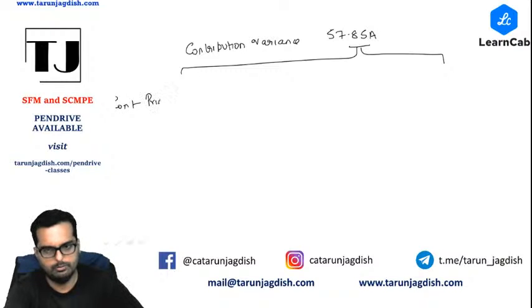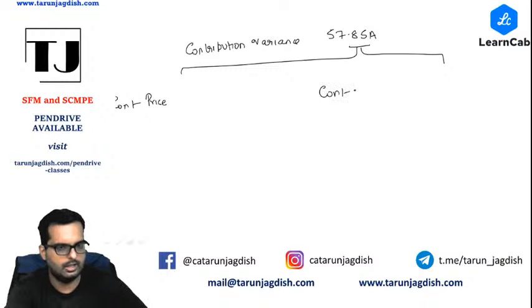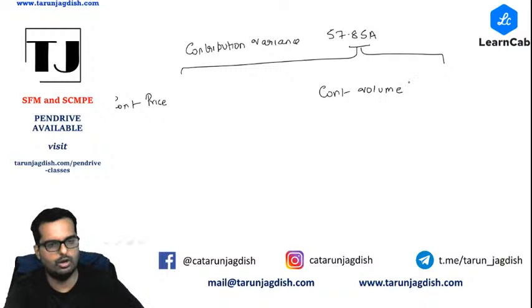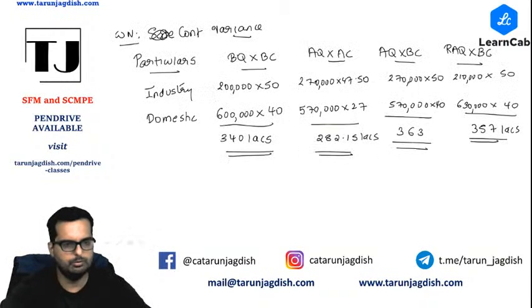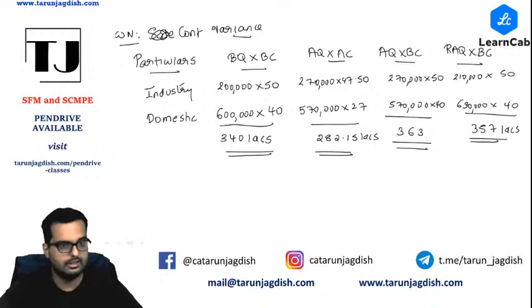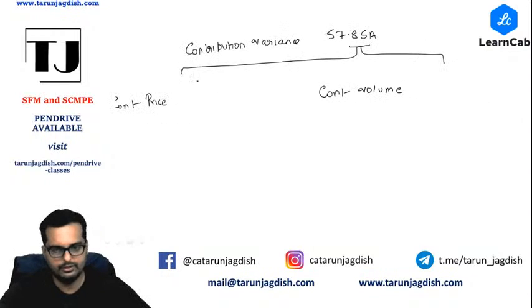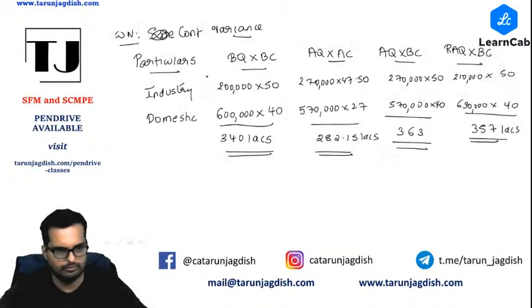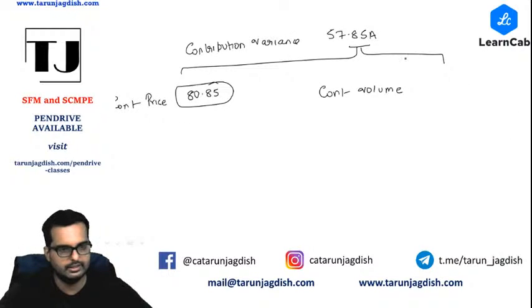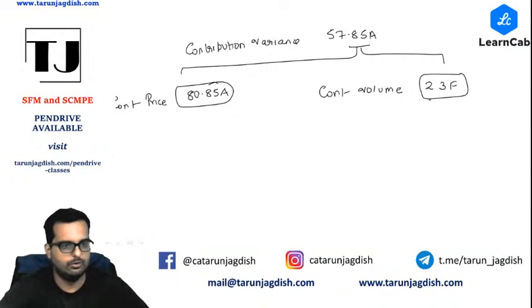Inside this we are having two variances. One is called as contribution price variance and the other one would be called as contribution volume variance. Now tell me, how much is the contribution price variance? 363 minus 282.15, 80.85. Okay. And what about contribution volume variance? 340 minus 363, that is 23. This should be 23 favorable and this one is 80.85 adverse.